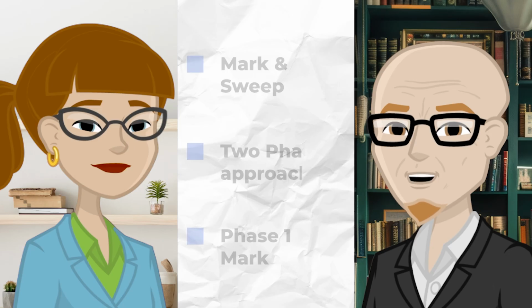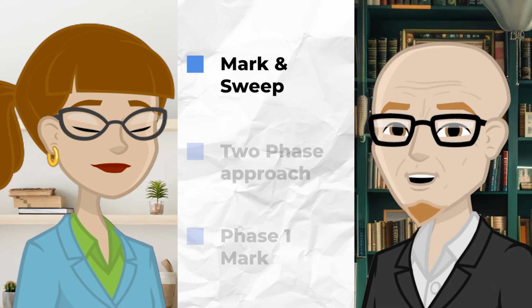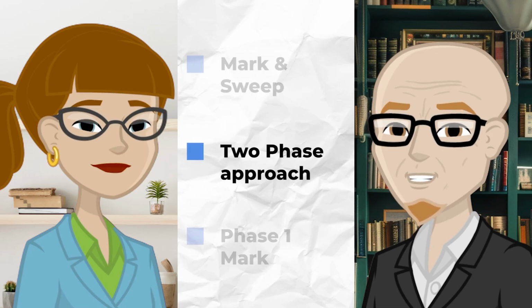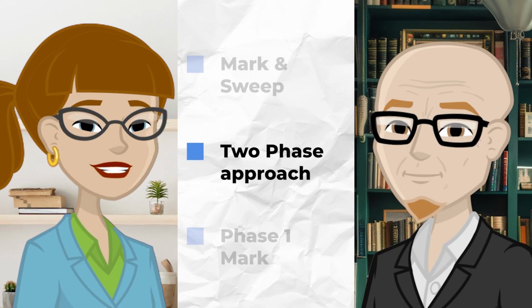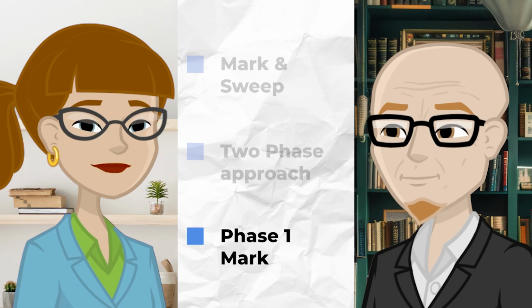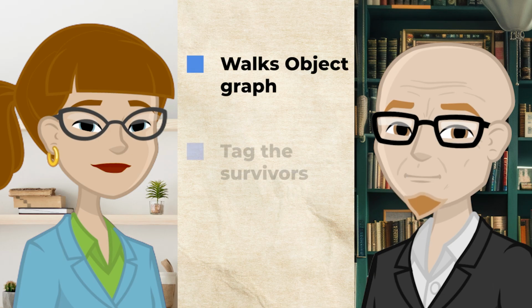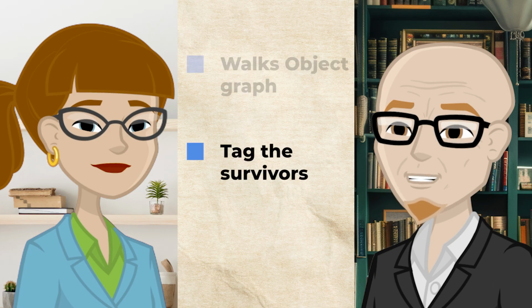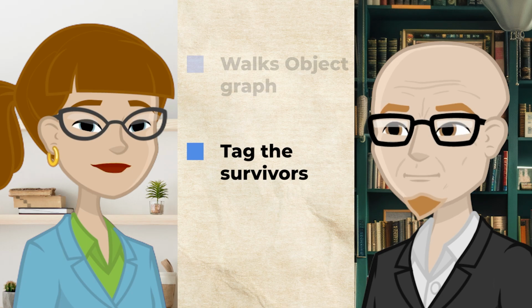What's next? Next up, we have mark and sweep. This is a different approach, a tracing collector. It works in 2 phases. Mark and sweep. Makes sense. Phase 1, mark. The collector starts from all the program's roots, walks the entire object graph, and marks every single object it can reach as being alive. Okay. Tags the survivors. Pretty much.